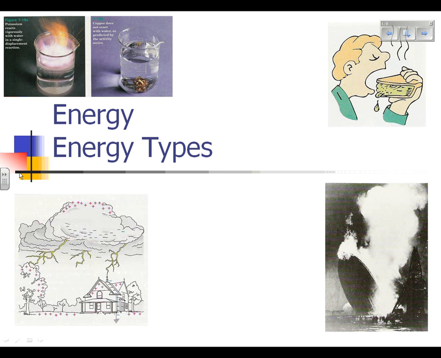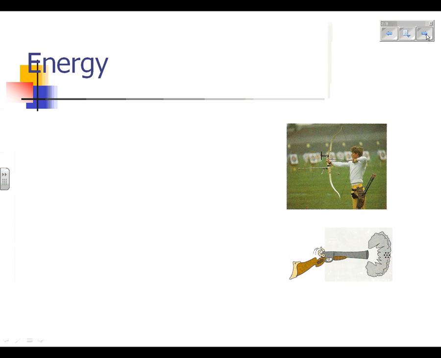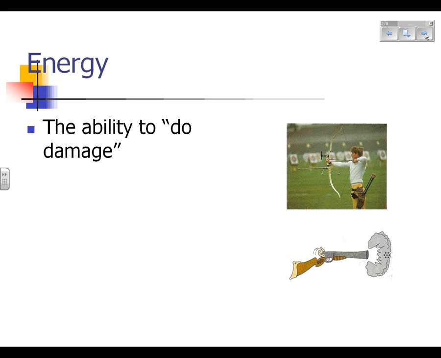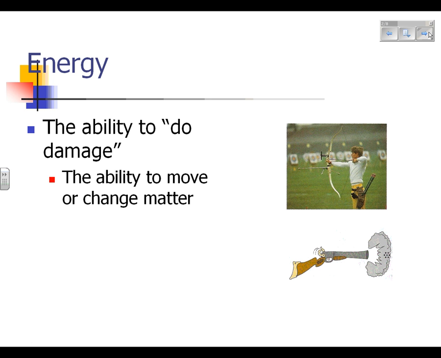All the pictures up here are different types of energy, but they all come back to one main concept. Like I said, energy is not a new concept. It's something we've dealt with before. What did we say energy was? What's our definition of energy? The ability to do stuff, or the ability to do damage, or the ability to move or change matter. The ability to make things different than they were before. That's what our definition of energy is, right?